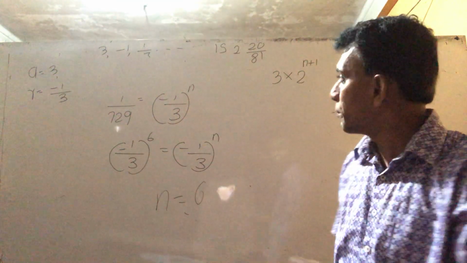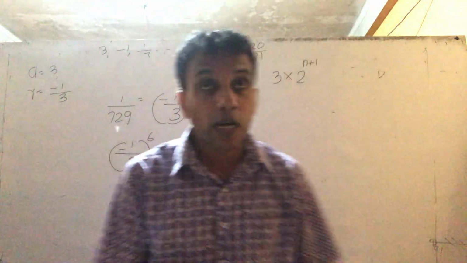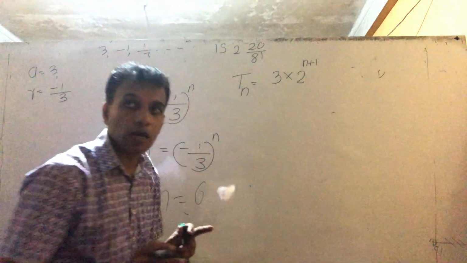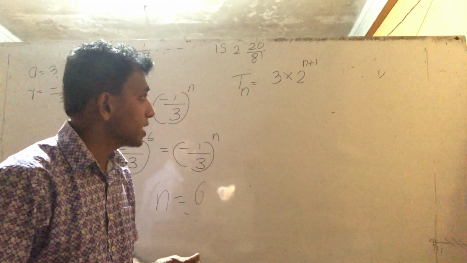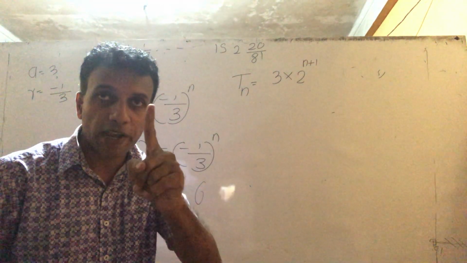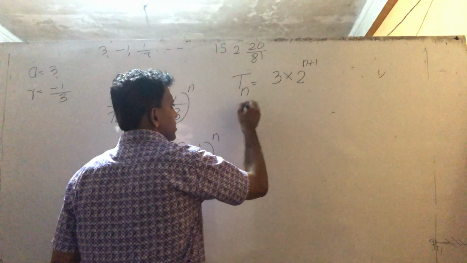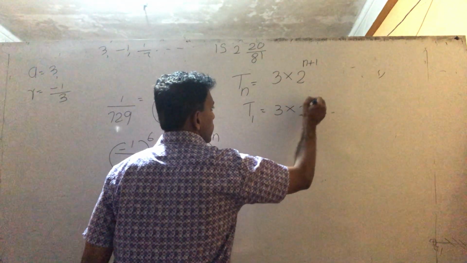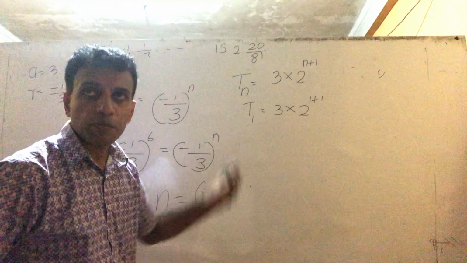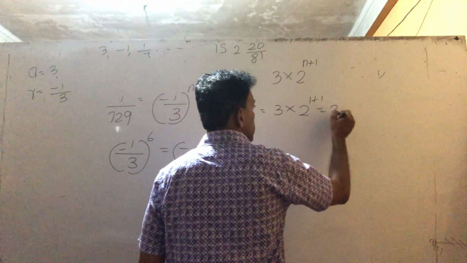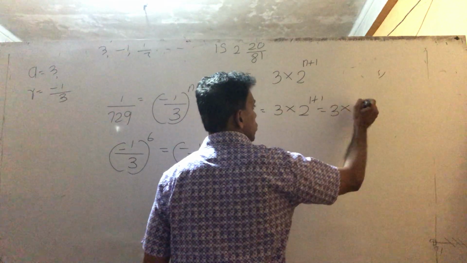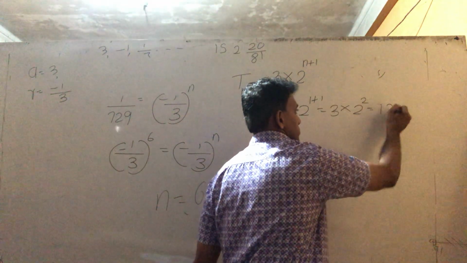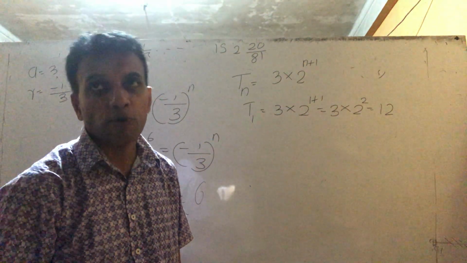What is the idea of such a problem? You find a few terms. So nth term means Tn. For the best answer method, you see a couple of terms. Put n for 1. T1 equal 3 into 2 to the power 1 plus 1. Now simplify this. 3 into 2, 1 and 1, 2. 2 squared is 4. 4 times 3, 12. First term is 12.